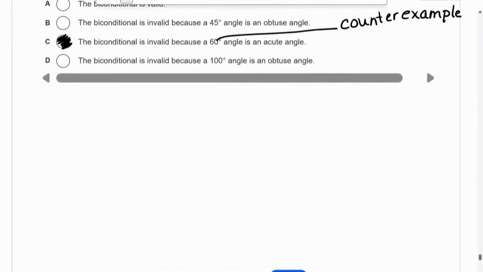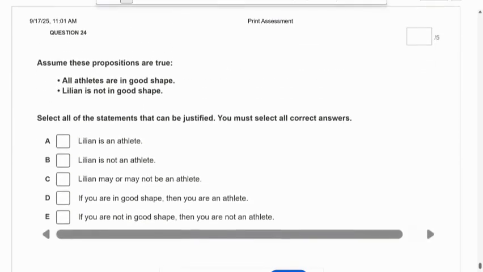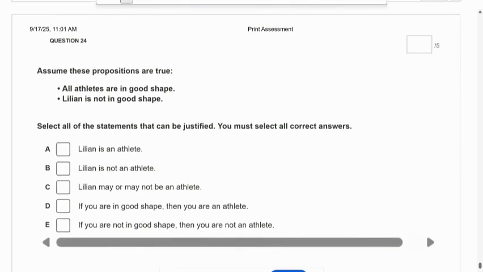Okay, and our last question on this test. Okay, so it says, assume these propositions are true. All athletes are in good shape. Lillian is not in good shape. Okay, so let's look first at our laws. Okay, if you are an athlete, oh, y'all, I spelled that wrong. If you are an athlete, then you are in good shape.